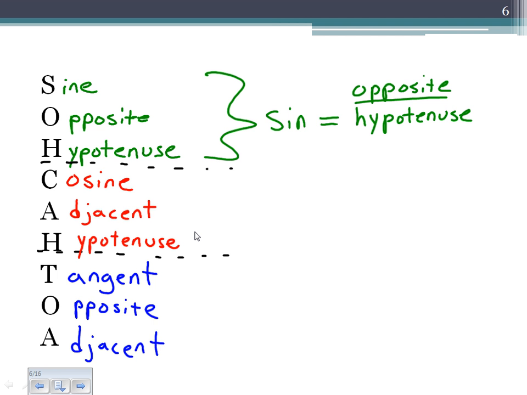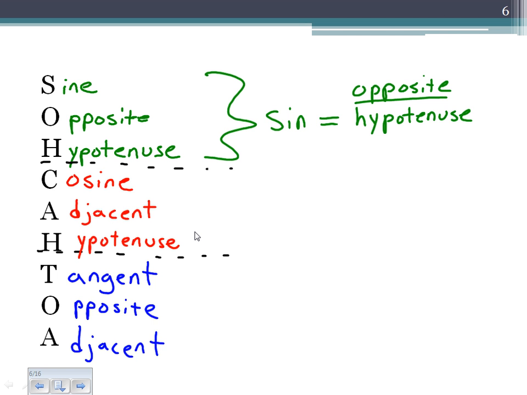You see how my trig ratio showed up here? Here's my ratio. It's a comparison of one side to the other side. This is for the sine. So the sine is equal to the opposite over the hypotenuse. So do you see how that SOH is going to help us remember that? Okay.